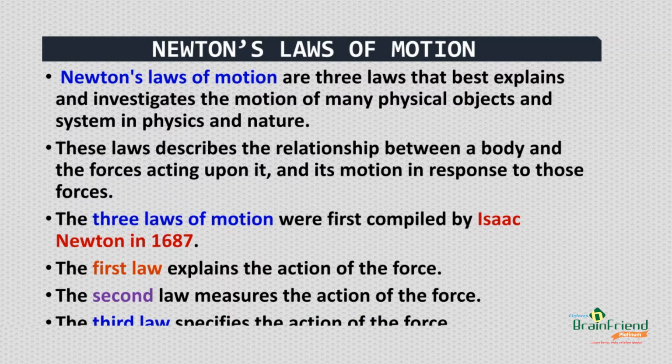Newton's laws of motion are 3 laws that best describe and investigate the motion of an object and its physical property, both in physics and in nature. These laws describe the relationship between an object, the force acting on it, and the way the object responds to the force acting on it. This force could be a pull or push. These laws were first compiled by Sir Isaac Newton in 1687.